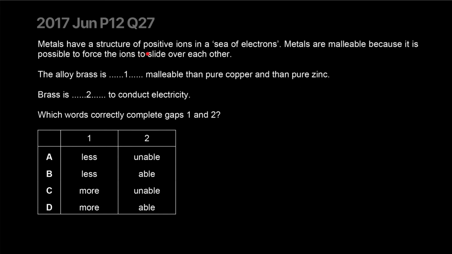Metals have a structure of positive ions in a sea of electrons. Metals are malleable because it is possible to force the ions to slide over each other. The alloy brass is blank malleable than pure copper or pure zinc. Less. It is less malleable. Brass is blank to conduct electricity. Brass is still able to.